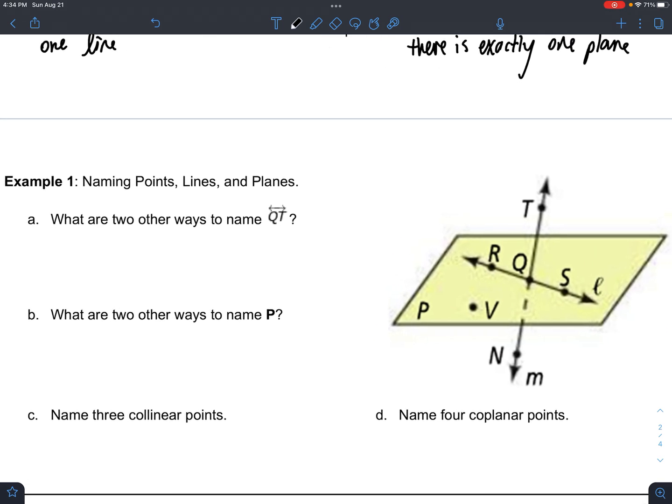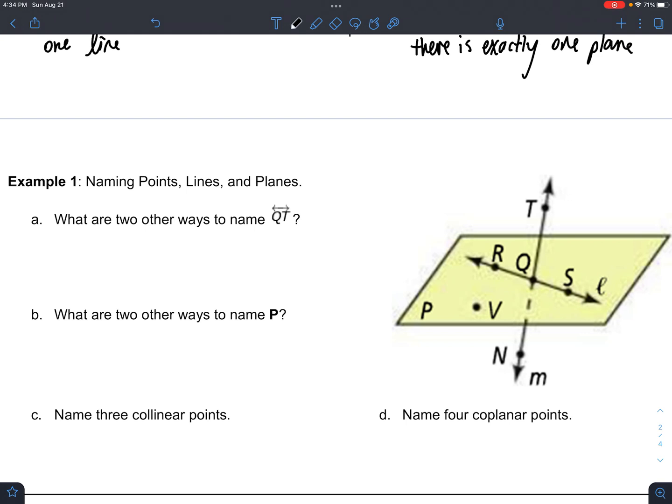So we have a diagram here. What are 2 other ways to name QT? Well, for one, you can just flip it and name it TQ. Or you could use other points that are on that line, and that line's right here. So we could use like NQ maybe. And by the way, there's more than one right answer to these, of course. Plane P has, what I can see, 4 labeled points. So as long as they are non-collinear, it's fine.